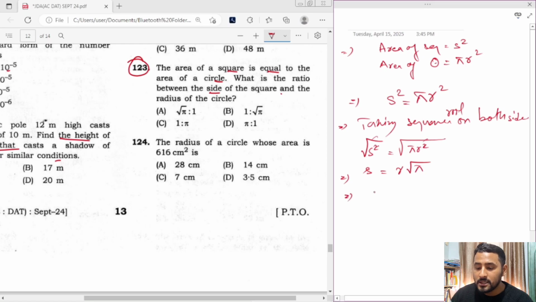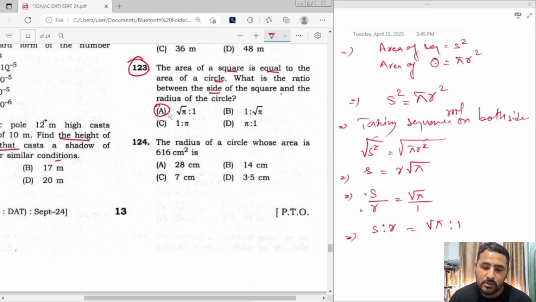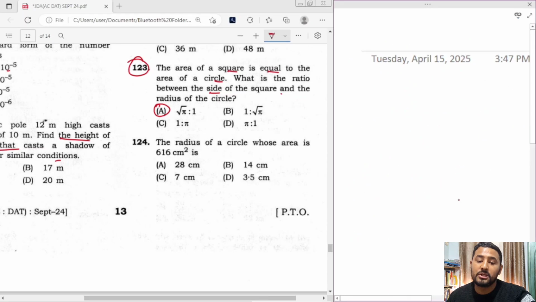So what we can do is bring this r down here, because we want the side of a square and radius of a circle, which is equal to how much? Root pi. If nothing is there, you can write it as 1. So s is to r will be root pi is to 1. So the answer will be root pi is to 1. I hope this is clear for question 123, and the answer will be option number A.